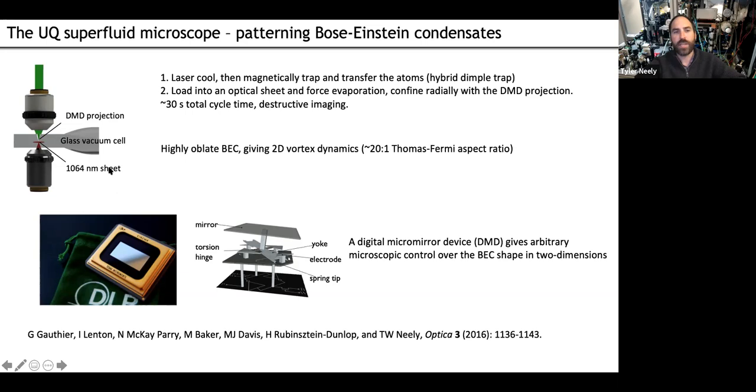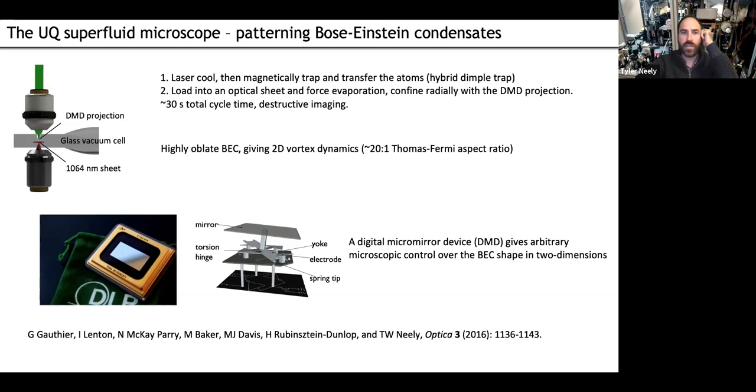And this allows you then to use that pattern of light to shape and manipulate the BEC. And this was some time ago that we implemented this, and I think this has actually become a relatively popular setup for a few BEC experiments anymore.